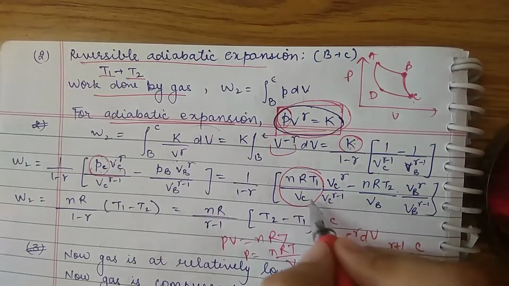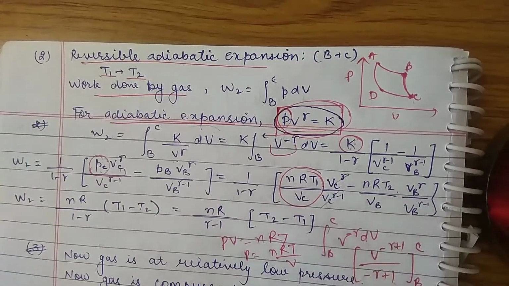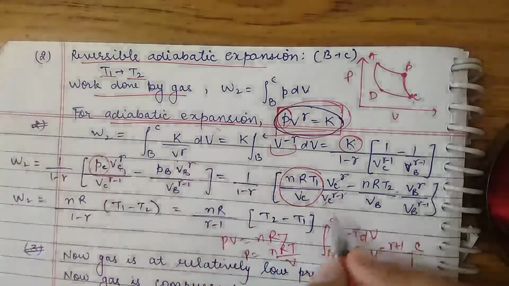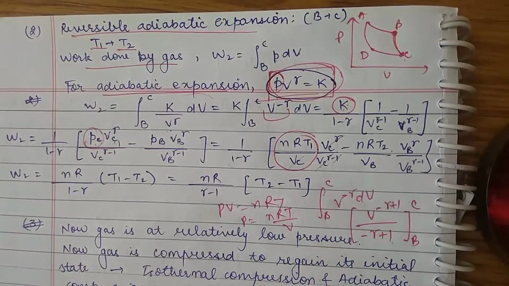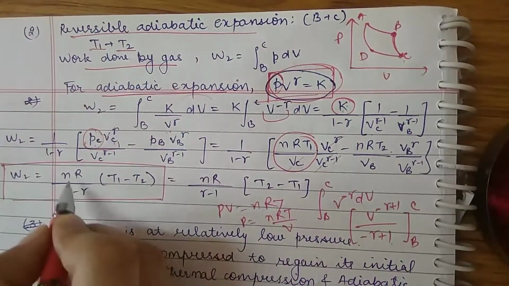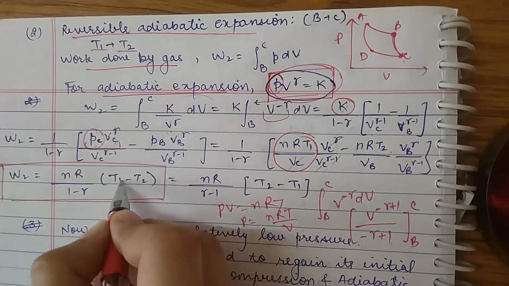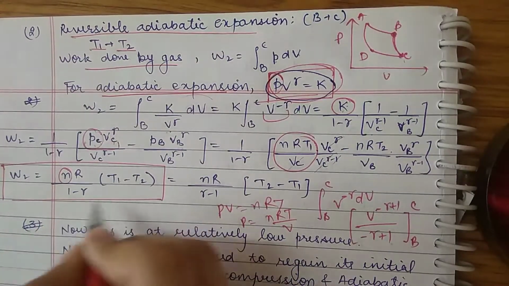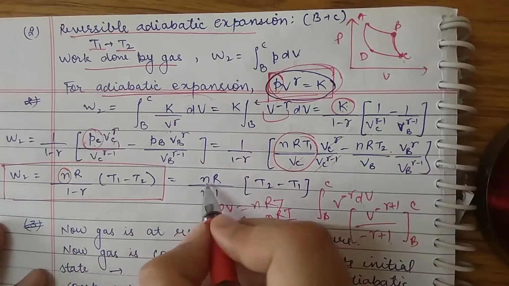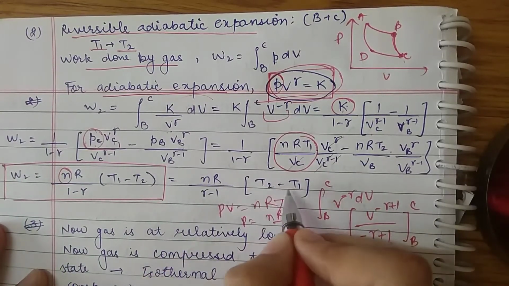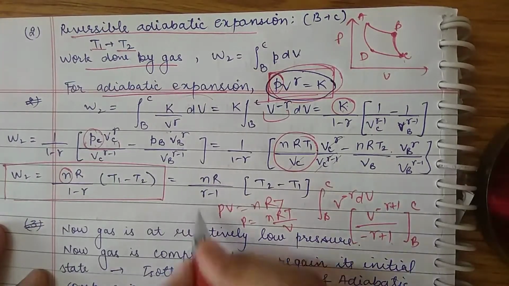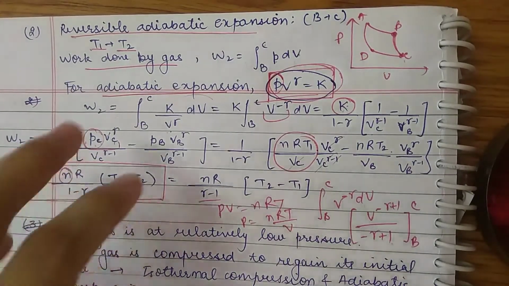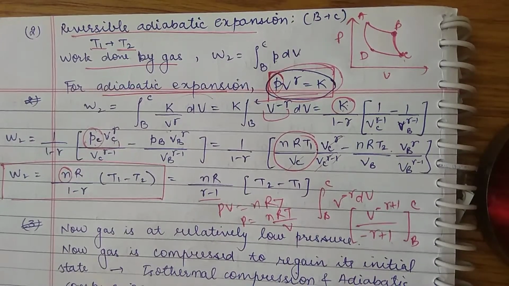After this, the gamma will be cancelled with this Vc gamma, and Vc will be cancelled by Vc raised to power minus 1. So after solving this, we will get W2 equal to nR upon 1 minus gamma times T1 minus T2. Here n is the number of moles. Now rearranging the negative terms, we taking minus common, we will write nR upon gamma minus 1 times T2 minus T1. This is the work done by gas in reversible adiabatic expansion.